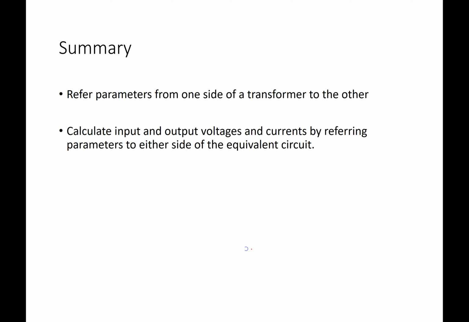So that brings us to the end. Next time we will deal with three-phase transformer configurations.